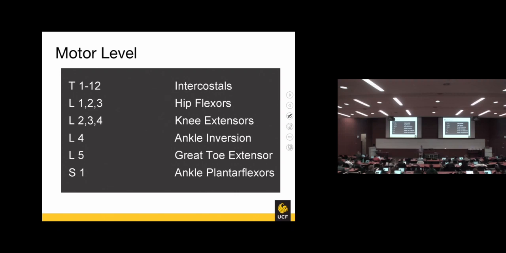Very good. All right. So the next, L2, 3, and 4 give you knee extension. L4 gives you ankle dorsiflexion and inversion. L5 gives you the great toe extensor. And S1 is ankle plantar flexors. These are based upon trying to find as much isolation of the motor segment as possible.